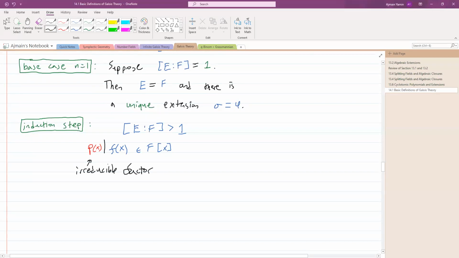It's an irreducible factor of the polynomial which we're taking the splitting field of. And let's say it's an irreducible factor with degree greater than 1. Why does there exist such an irreducible factor? Because if all of them were degree 1, then f of x would split in F, right? So the extension would not be greater than degree 1, because all of the roots of f would already be in F. So there has to be some irreducible factor with degree greater than 1, and let's call that one p of x.